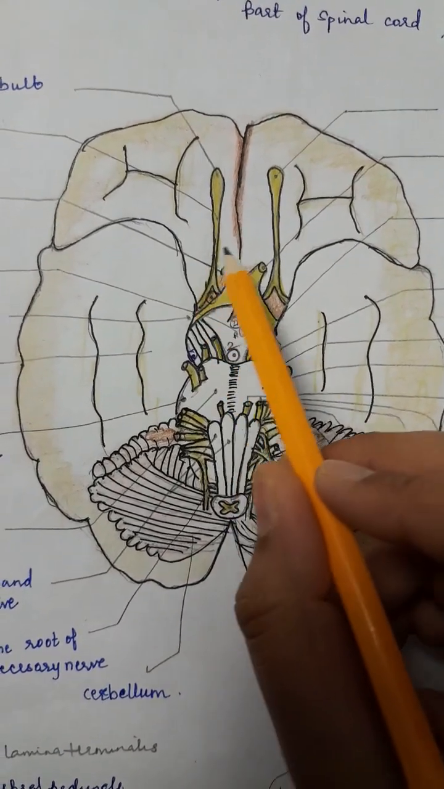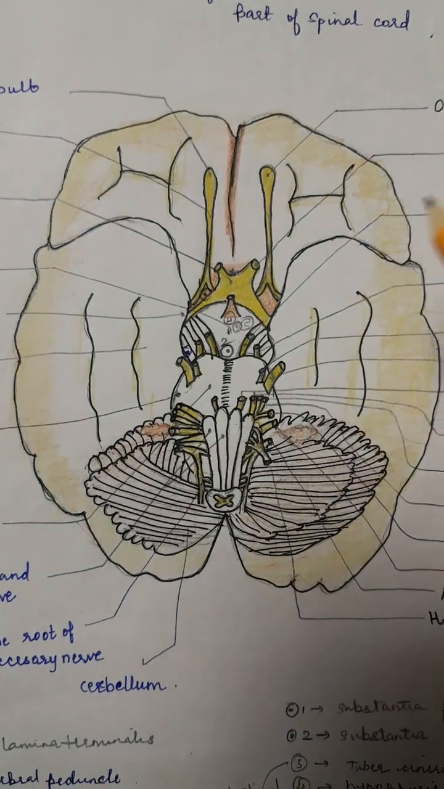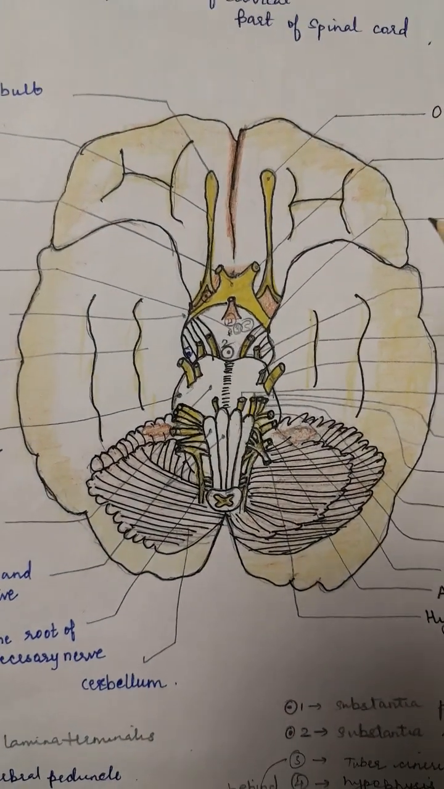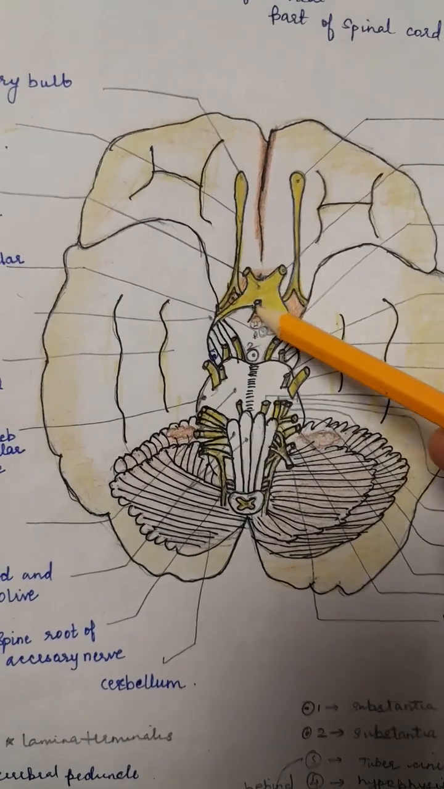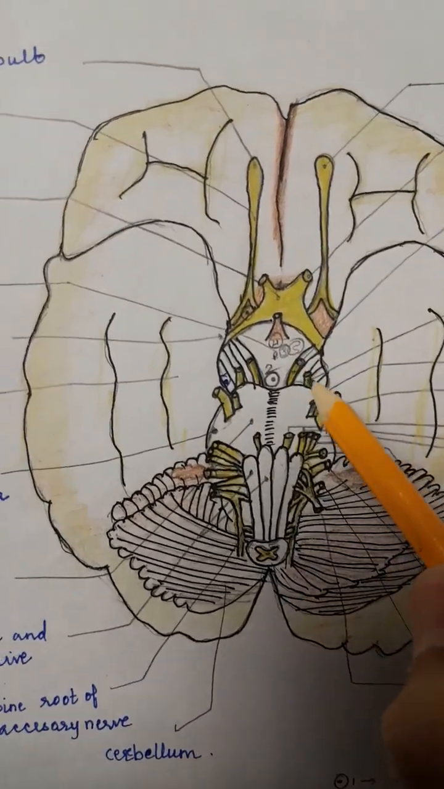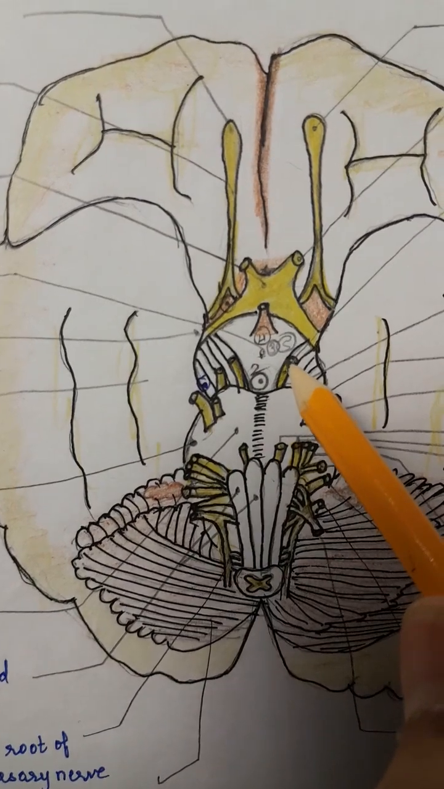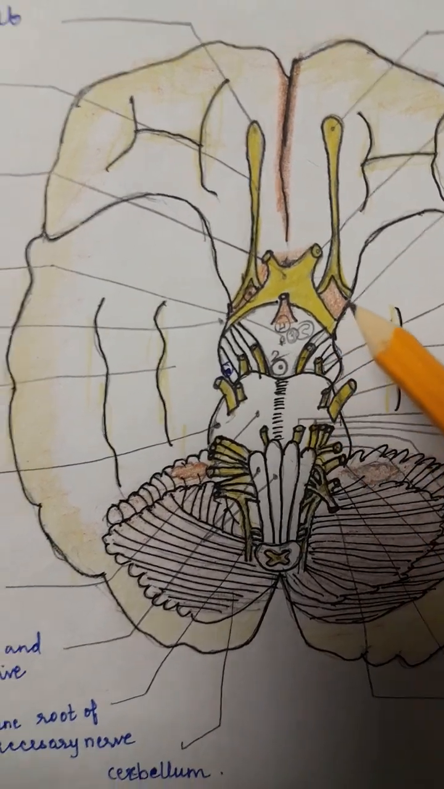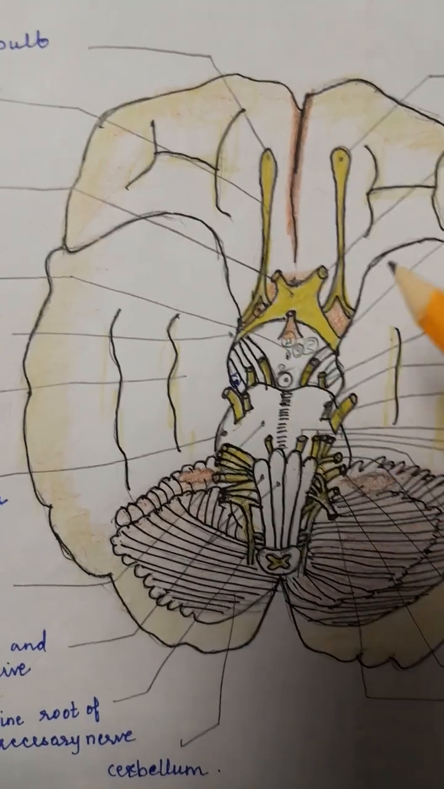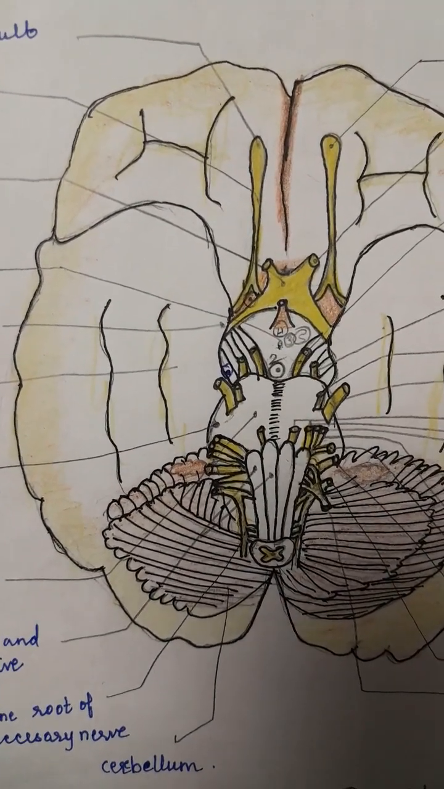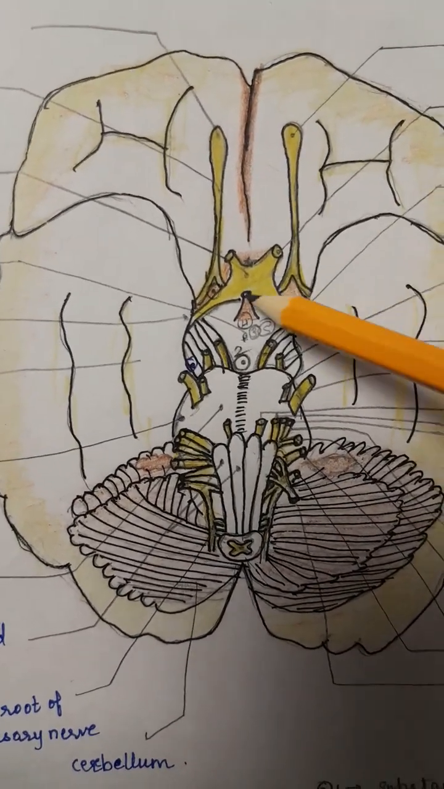From the superior surface, the gray colored lamina terminalis is formed. Now here you can look at a star. If you notice the star, it's called lamina terminalis, and it passes deep into the longitudinal cerebral fissure. Now this is the optic chiasma.